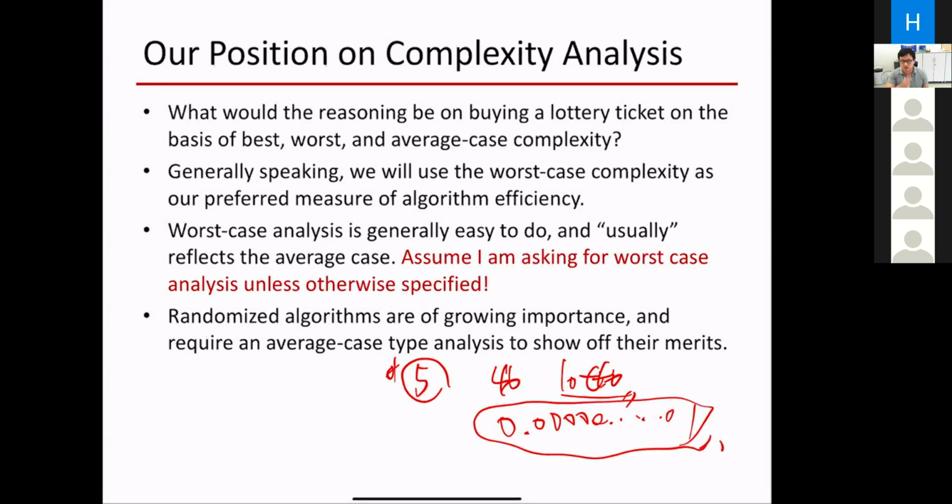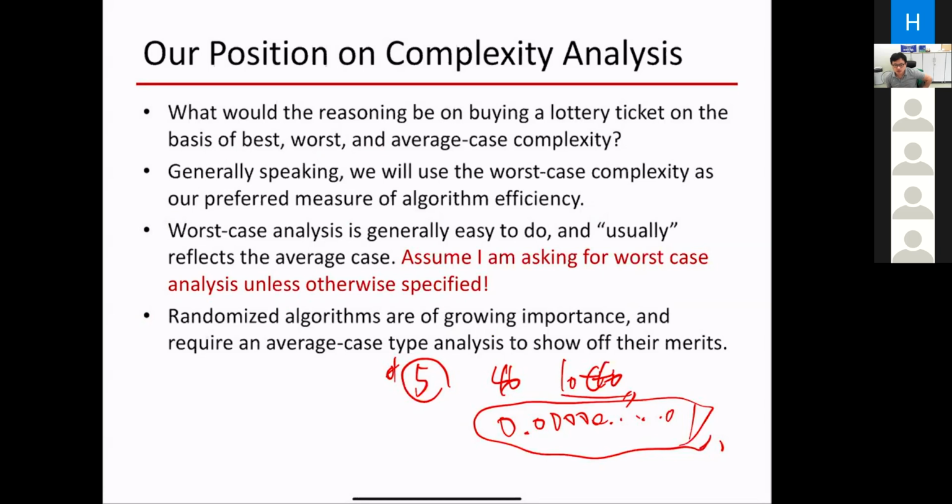Generally speaking, we will use the worst case complexity as our preferred measure of algorithm efficiency. Maybe you can expect and hope for the best, but in algorithms, in mathematics, and as computer scientists, we always talk about the worst case. Worst case analysis is generally easy to do and usually reflects the average case. Assume I'm asking for worst case analysis unless otherwise specified, meaning that on all exams and homework, I'm expecting the worst case.